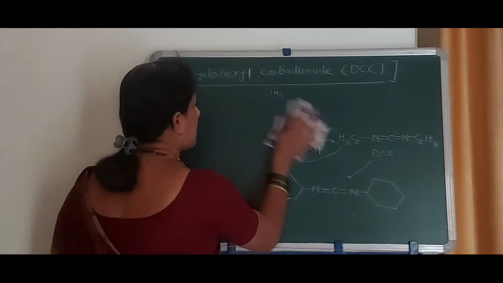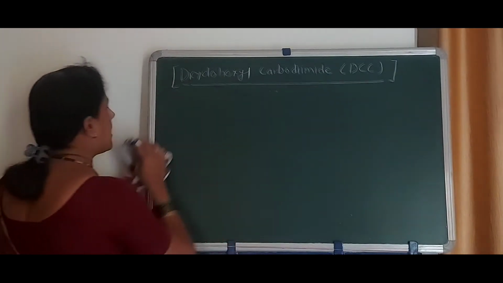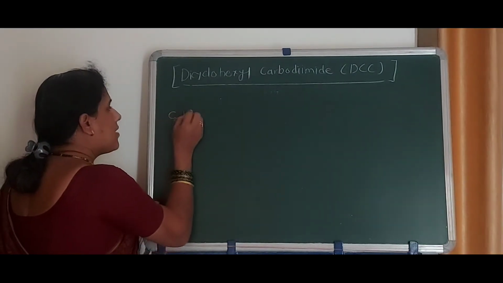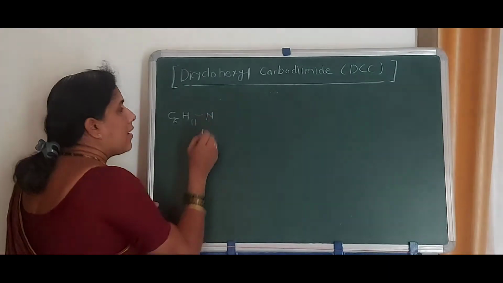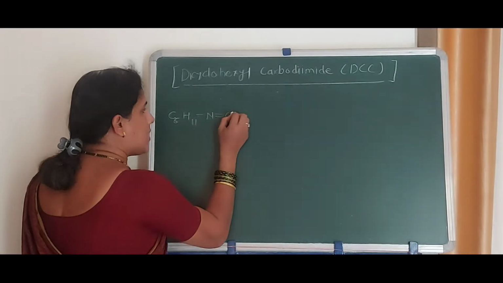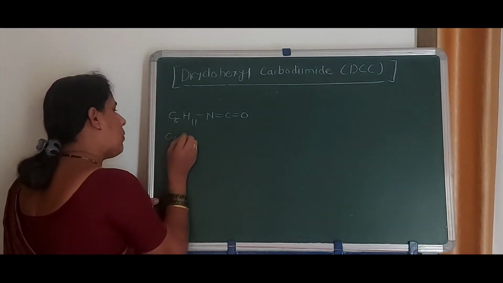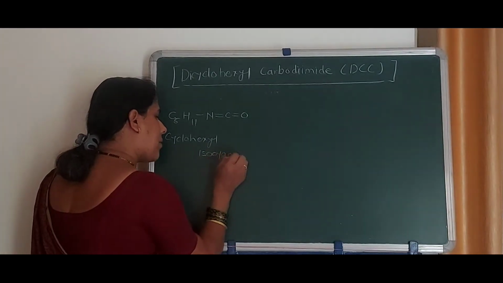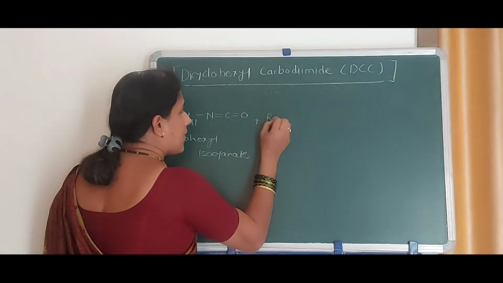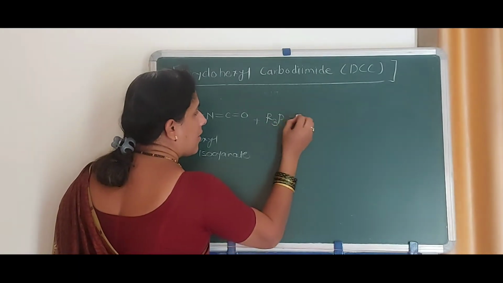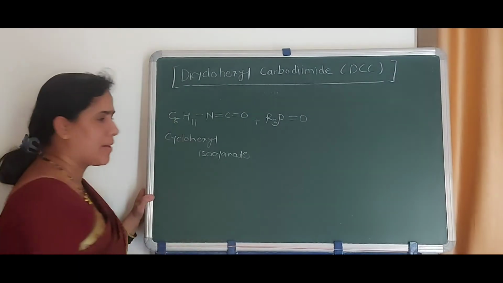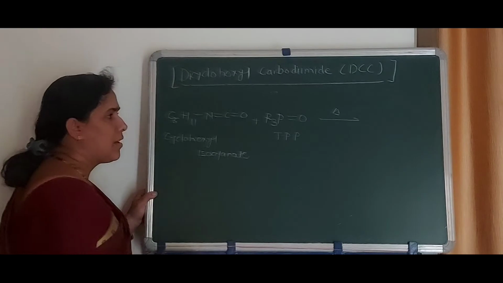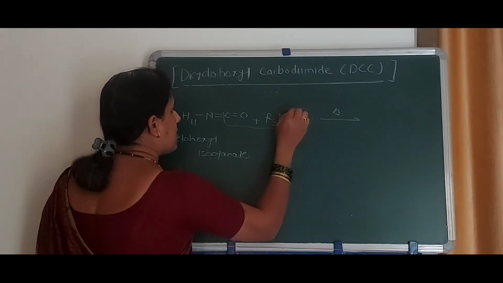Another third method for getting this DCC is from cyclohexyl isocyanate. Cyclohexyl C6H11, isocyanate N double bond C double bond O. Cyclohexyl isocyanate reacts with triphenyl phosphine oxide, and on reaction there is a removal of this. That is which?